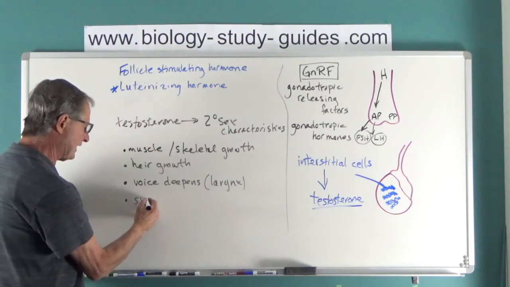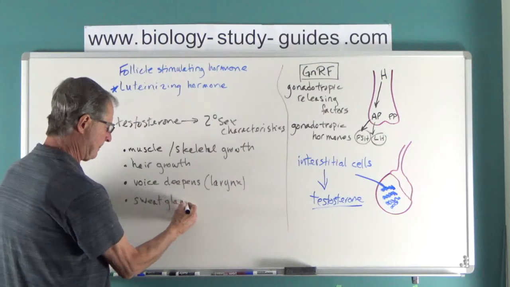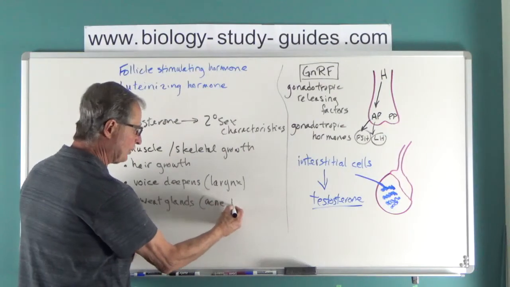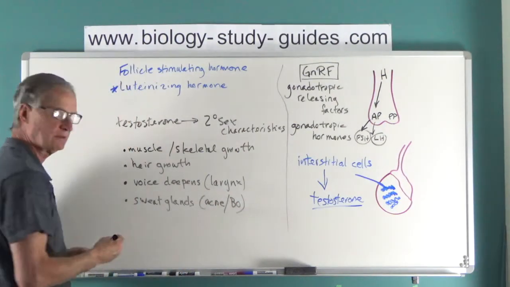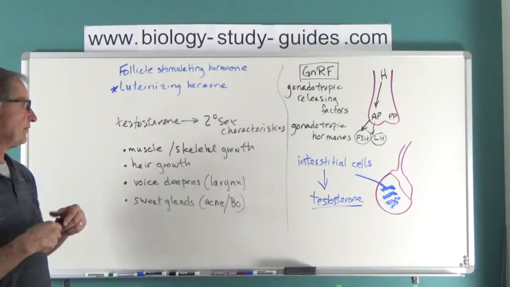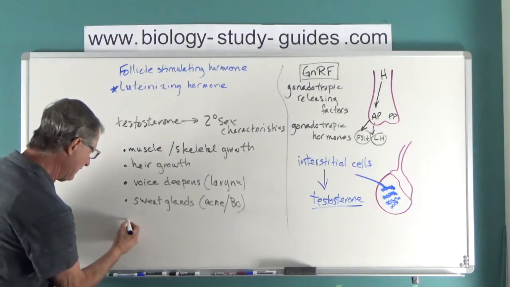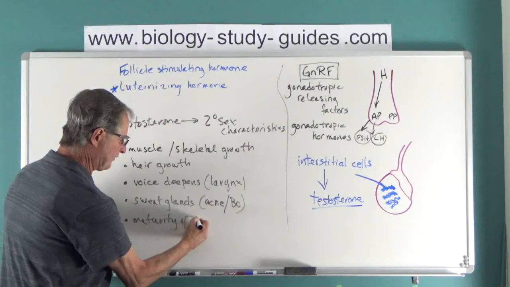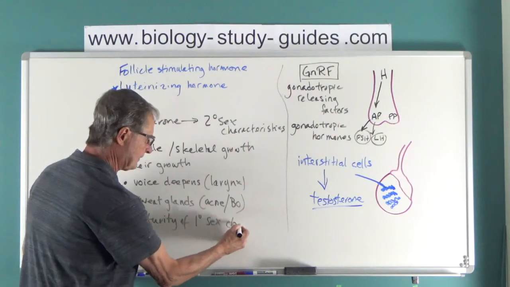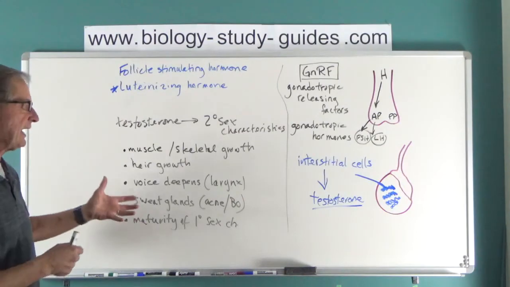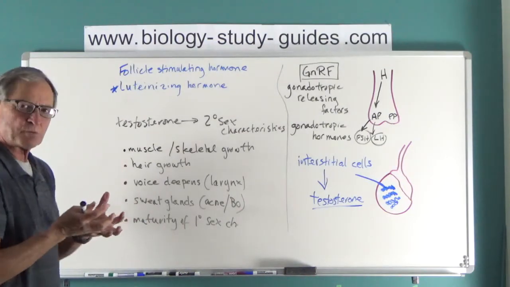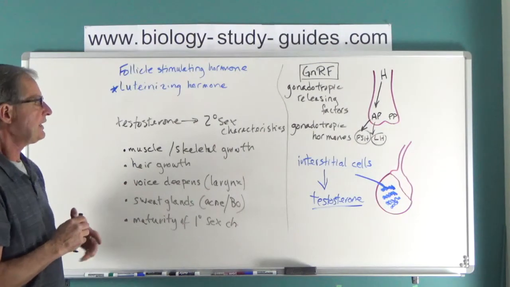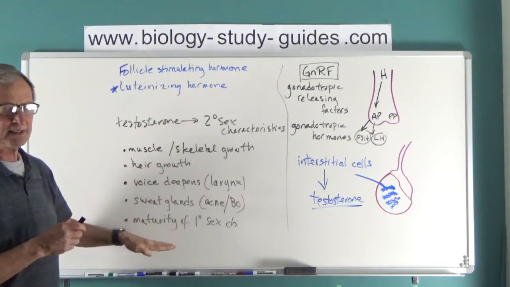Sweat glands mature in the skin. And that brings about the possibility of acne, BO, and I suppose the other one we should write down is the maturity of the primary sex characteristics. So what we have is penis growth, and the scrotum enlarges and becomes more elastic so that the testes hang further from the body wall and that sort of thing. So now we have it. There's the testosterone and what it does.